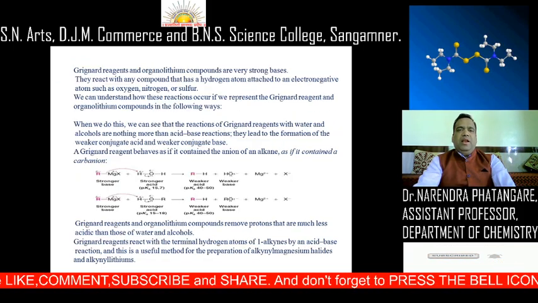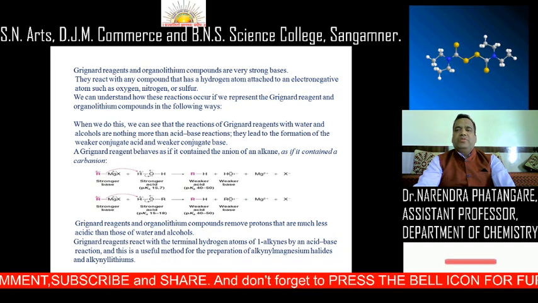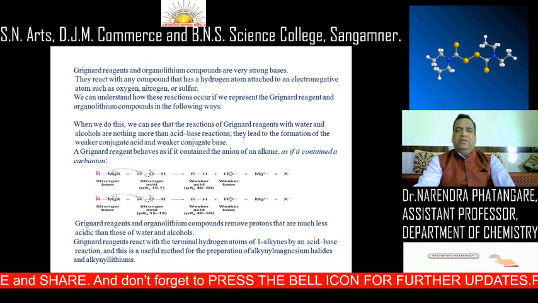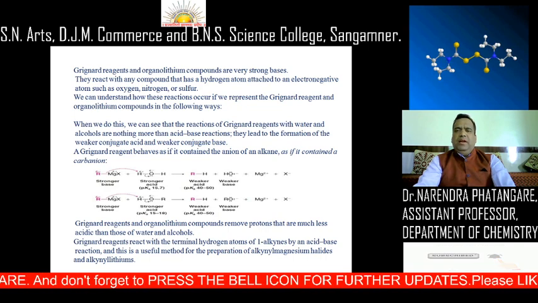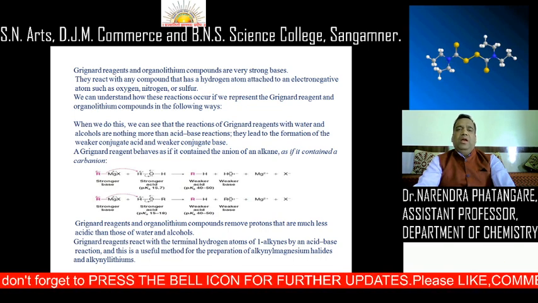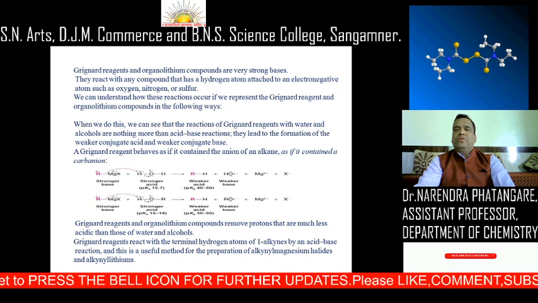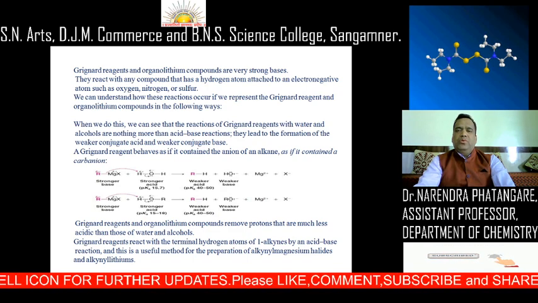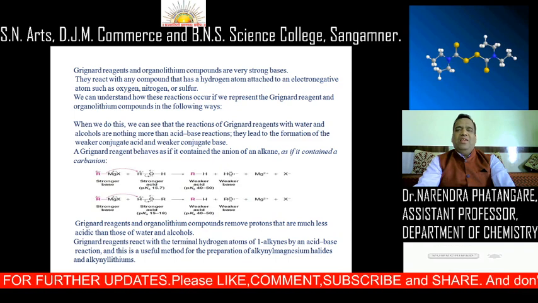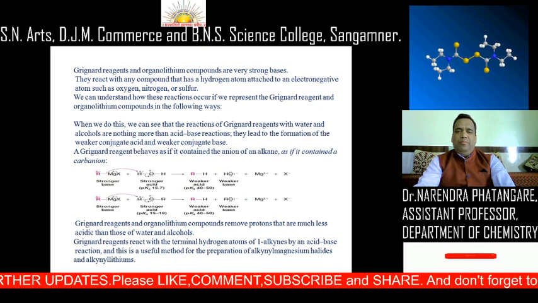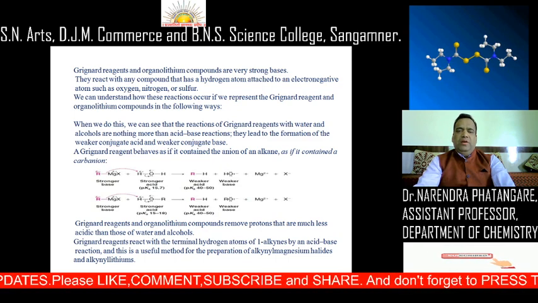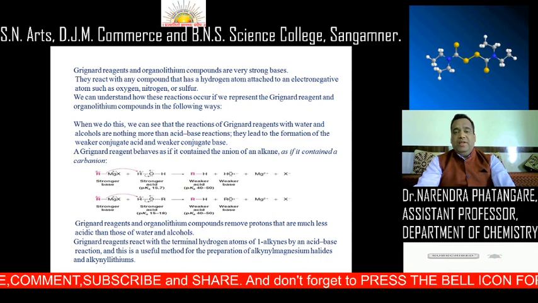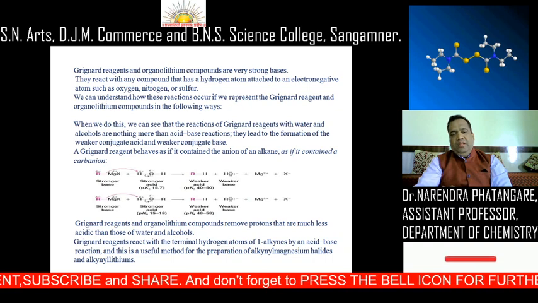Like the Grignard reagent, organolithium compounds are used as very strong bases. They can react with any compound that has a hydrogen attached to an electronegative atom such as oxygen, nitrogen, and sulfur. We can understand how these reactions occur if we represent the Grignard reagent and the organolithium compound in the following ways. I have shown you the simple reaction of the organometallic Grignard reagent with water. Then what happens?